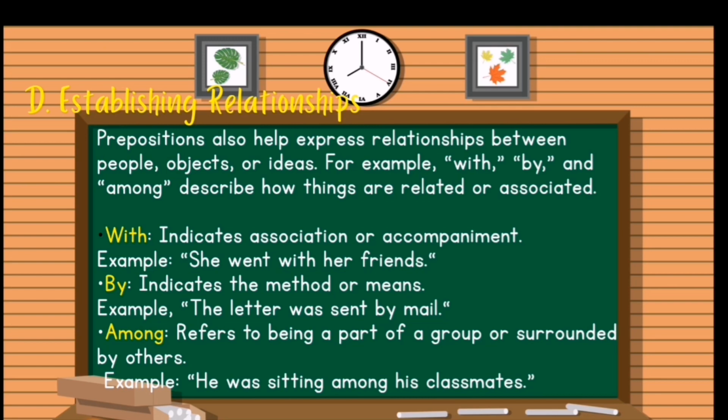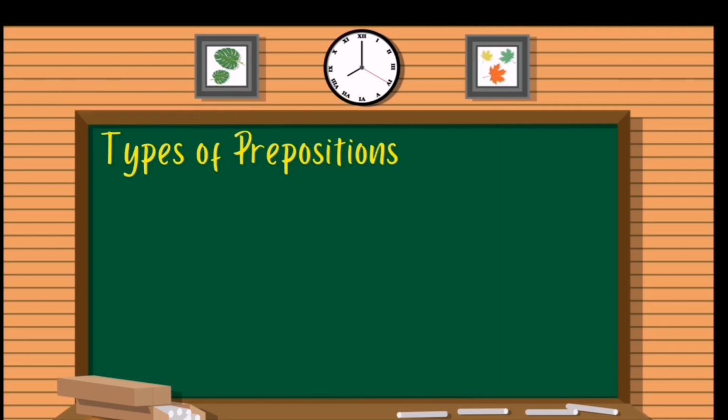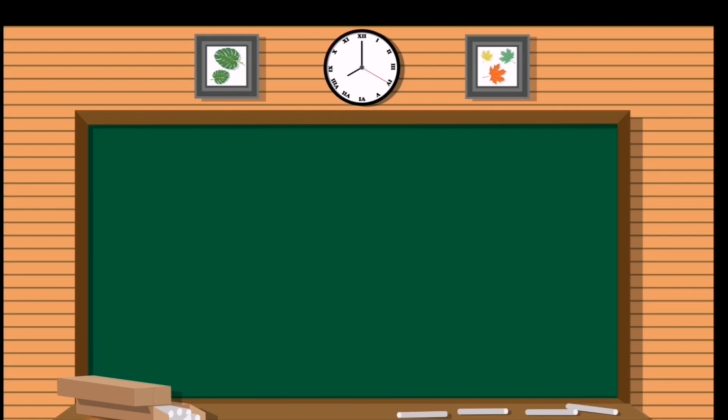By, it indicates the methods or means. The letter was sent by mail. The letter was sent by means of mail. The last one, among, it refers to being a part of a group surrounded by others. For example, he was sitting among his classmates. So that was the functions of prepositions.